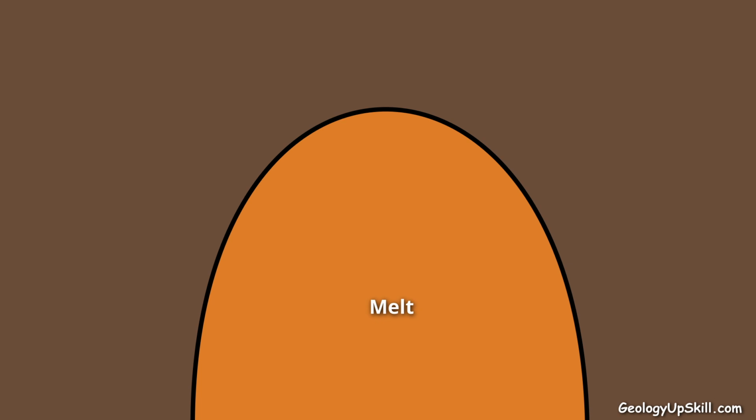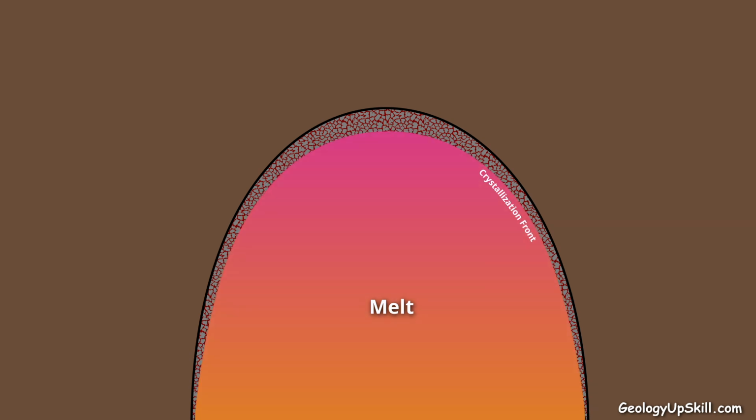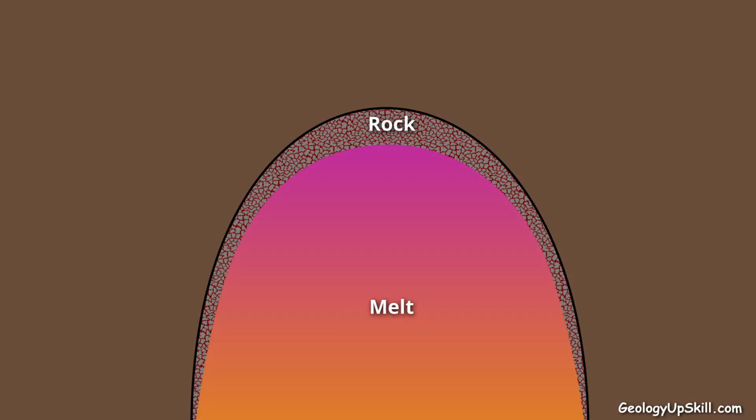Both models start with a silicate melt that's nearly saturated with dissolved water and other volatile components. Crystallization starts at the wall of the magma chamber, and a crystallization front proceeds inwards. Growing feldspars exclude water from their crystal structure, and the water and other volatiles get fractionated into the remaining melt. As crystallization continues, the melt becomes saturated and the fluid pressure increases.